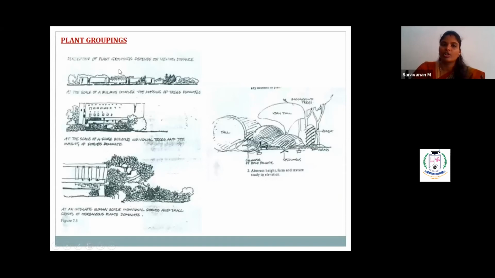Then you have the different types of planting groups. This is in a complex where you have the massing of trees to create the microclimate. These are the individual trees and the massing which is happening. It's the same, showing the different heights, form and texture in a built form.